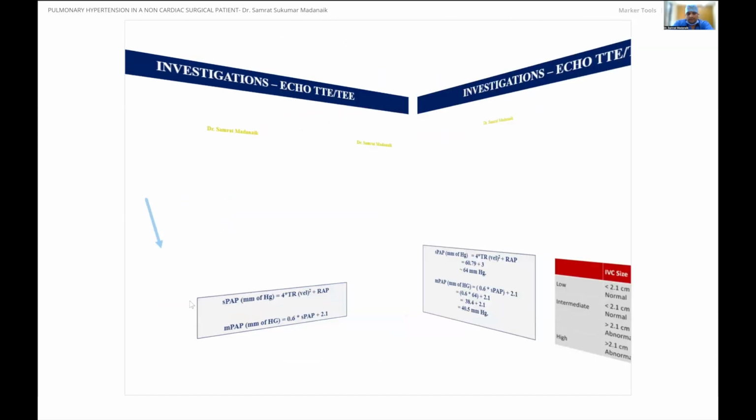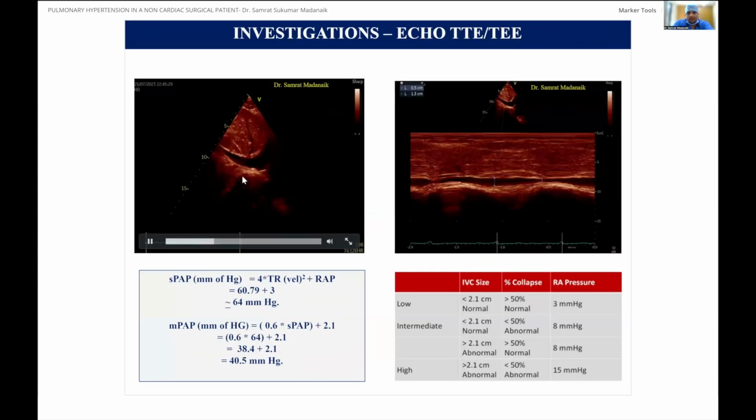So for knowing the CVP or the RA pressure, what we need to do is go to the subcostal view. You need to look at the IVC. So in this patient, I have looked at the IVC. Here you see the IVC is collapsing nicely. The IVC doesn't seem to be dilated. So basically, we are dealing with a CVP or RA pressure somewhere between 0 to 5.